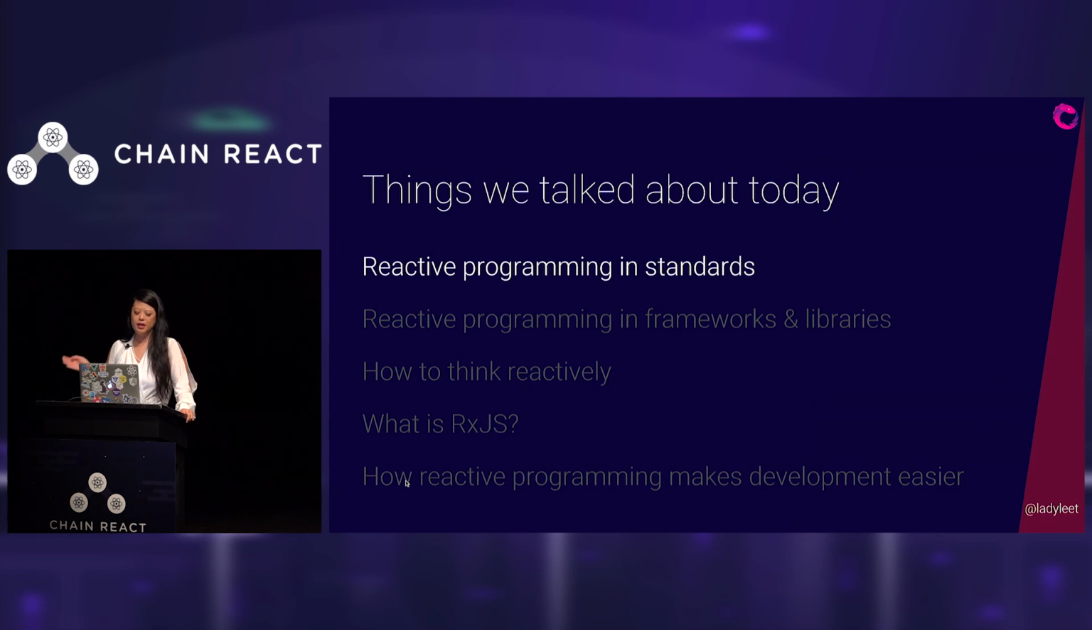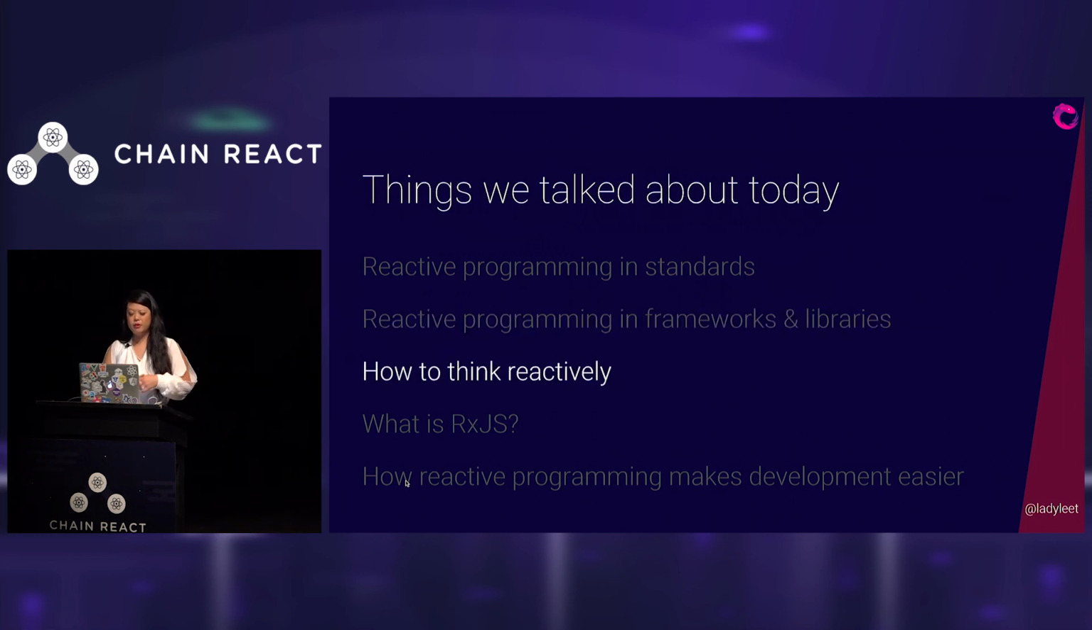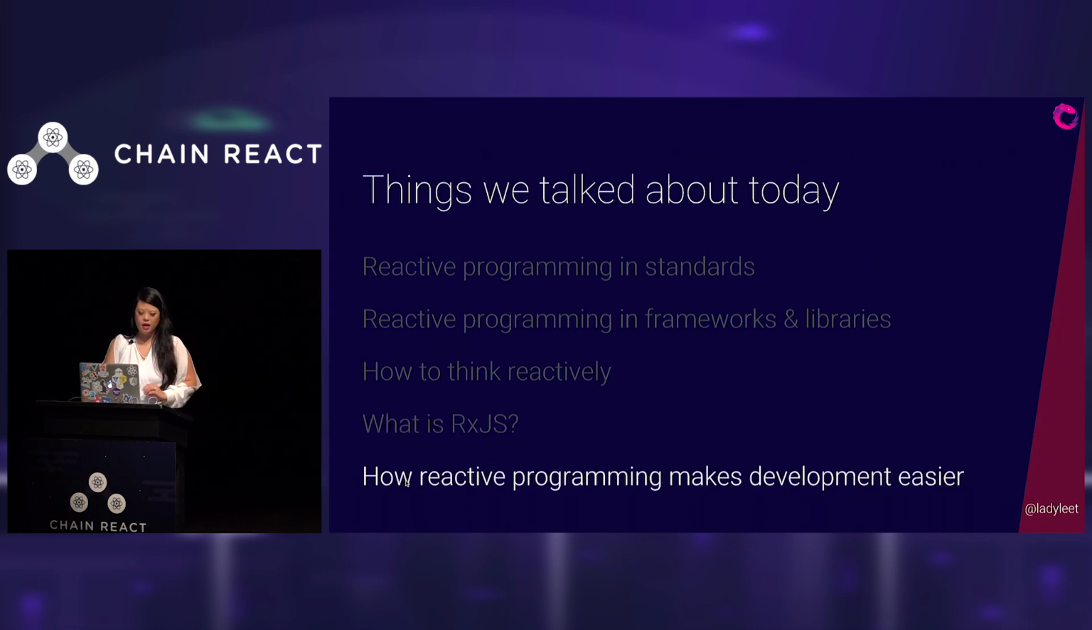So we talked about a few things today. We talked about reactive programming and standards, so looking at promises, observable, and the event target observable proposal, for reactive programming and frameworks and libraries, right? The fact that we see it everywhere. And then how to think reactively, so thinking of everything as sets of values over time. And then what is RxJS, right? Like what an observable is, what an observer is, how they work together, what operators are, and then sort of how they work under the hood. And finally, we went through a few different examples.